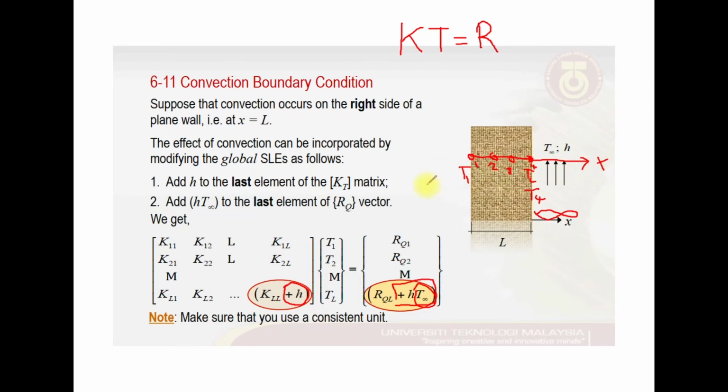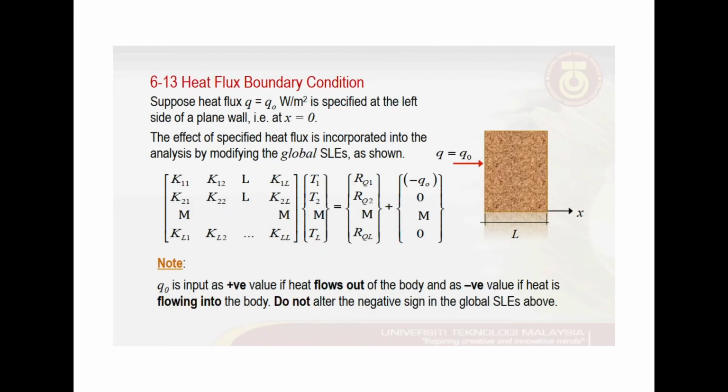Furthermore, if convection occurs on the left hand side of the face as well, given the convection temperature T and the convection heat transfer coefficient H, then the system of linear equations should be modified at the first element or coefficient in the K matrix, and also in the heat rate vector, by including the T and H in the first equation.